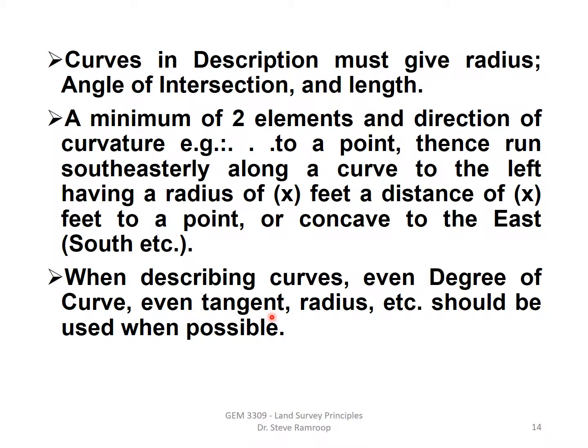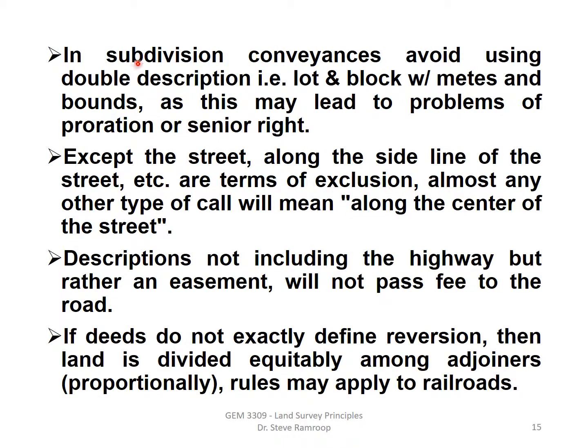In some instances, even the tangent to that curve and the radius also need to be given. The more information you give, the better it will be for the retracing surveyor to get to the original boundaries. Should be used when possible. In subdivision conveyances, avoid using double description. So you don't want to have two descriptions for one tract of land.